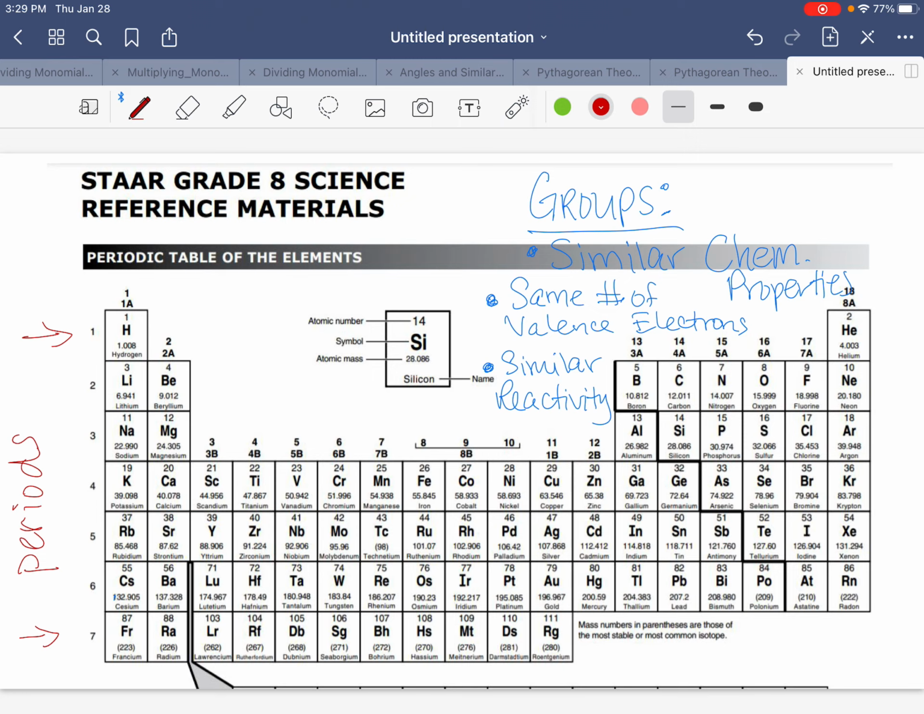So periods indicate the number of shells or orbitals that go around each of the elements, and every element within that period or row has the same number of shells. So what that means is in period 1, we have hydrogen and you have helium. It goes all the way across. If we were to draw out hydrogen, it would only have one orbital or one energy shell. When we draw out helium, it only has one orbital or one shell.